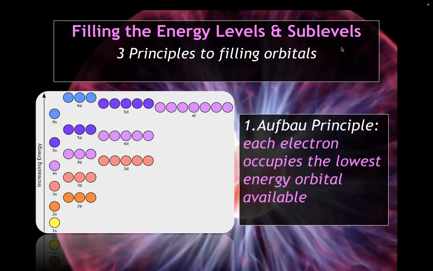The first principle we have to know in order to properly identify an electron is something called Aufbau's principle. Aufbau's principle really just tells us each electron will occupy the lowest energy orbital available. So it's going to fill from the least amount of energy to the most amount of energy. And oftentimes we'll see diagrams that look like this. In fact, this is what we're going to use to figure out the quantum numbers of an electron.